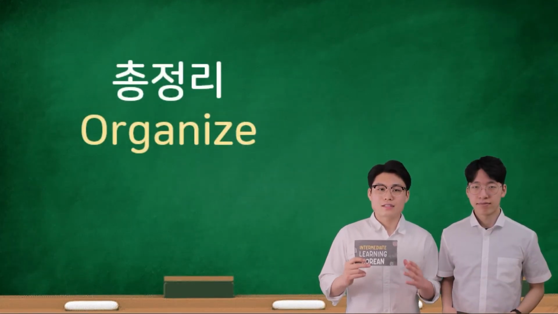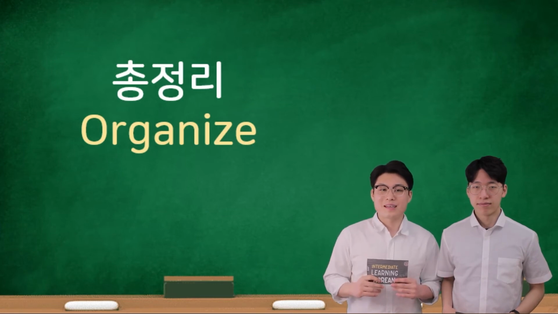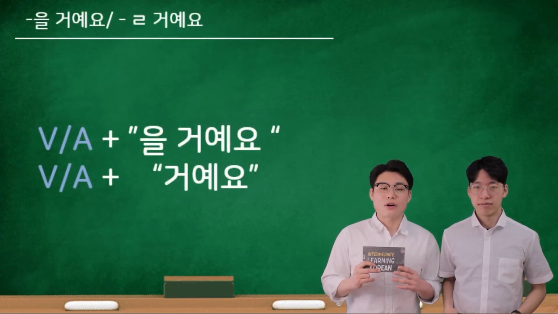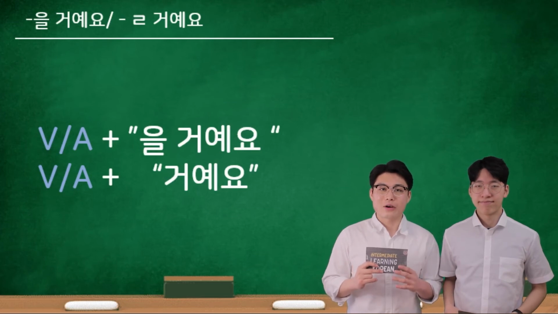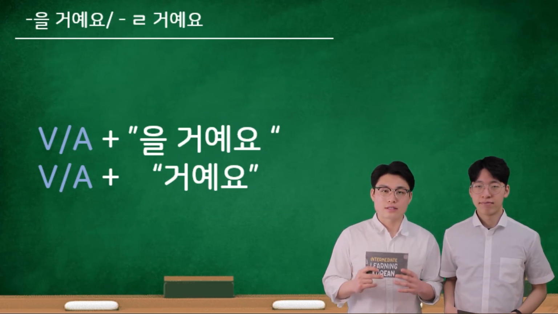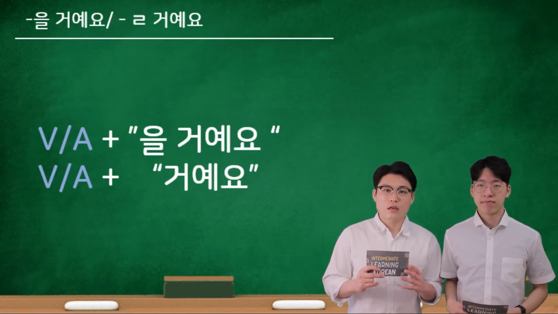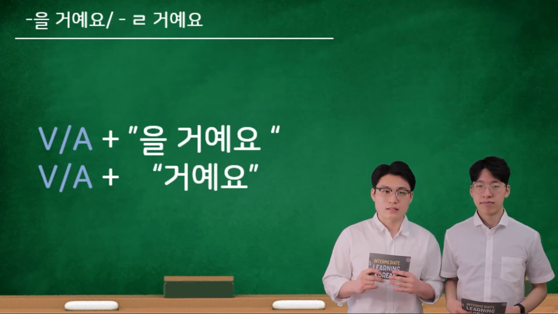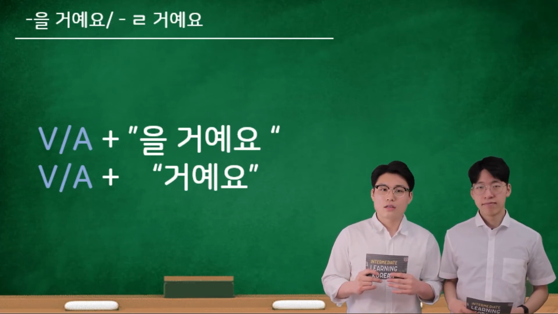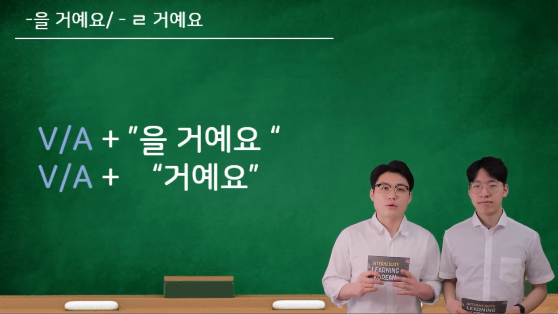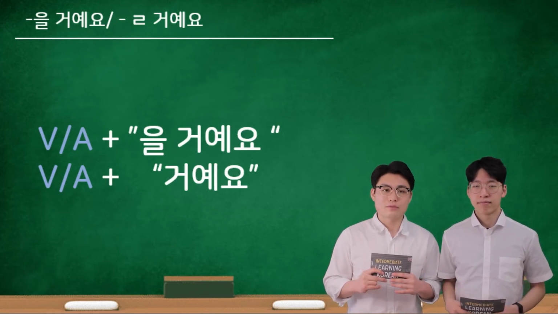Yes, this is the time to wrap up. Let's review about 을 거예요 and ㄹ 거예요. 을 거예요 and ㄹ 거예요 are used after a verb stem to talk about future situations, plans, possibilities or subjective beliefs. So, teacher Kangmin, when do we use 을 거예요 and ㄹ 거예요?